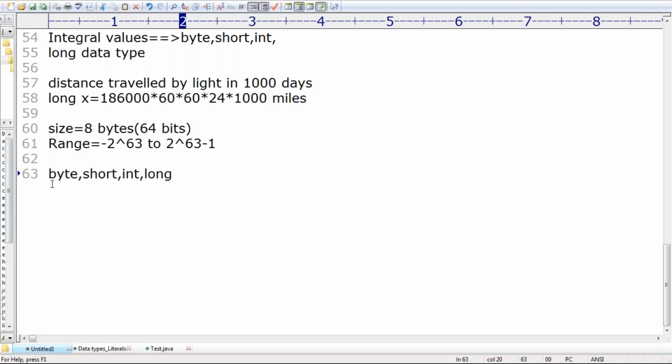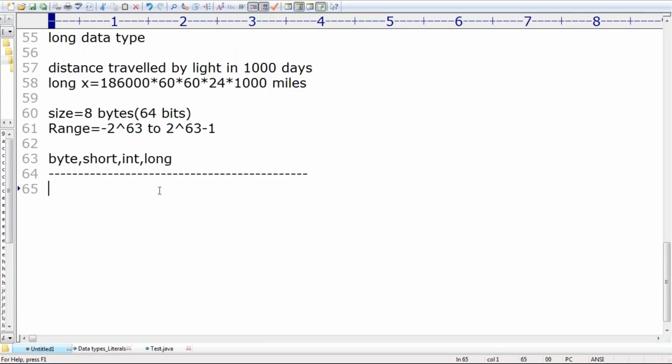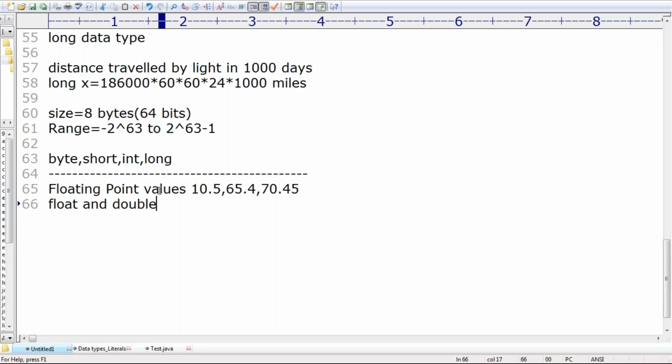Okay. Next, sometimes I want to represent floating point values. Are you getting that? Something like 10.5, or 65.4 is the dollar price, and 70.45 is the petrol rate. If you want to represent such things, better to go for what? Floating point data types. In Java, how many floating point data types do we have? Float and double. That's all.